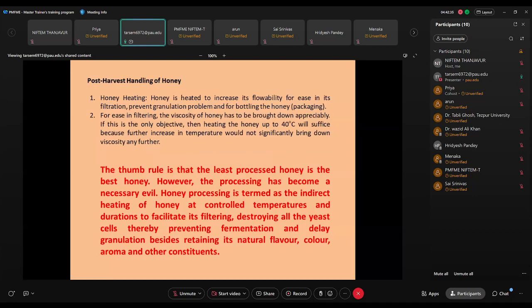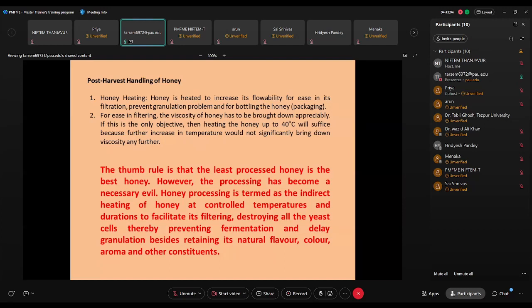So the post harvest handling of honey mainly includes heating, so that the flowability is improved, for ease of filtration, to prevent granulation problems, and for bottling the honey. So it's mainly related with the packaging. For ease of filtering, because when we heat it, its viscosity is reduced and it can easily flow.